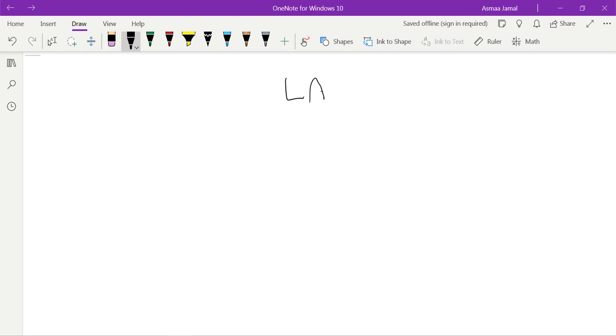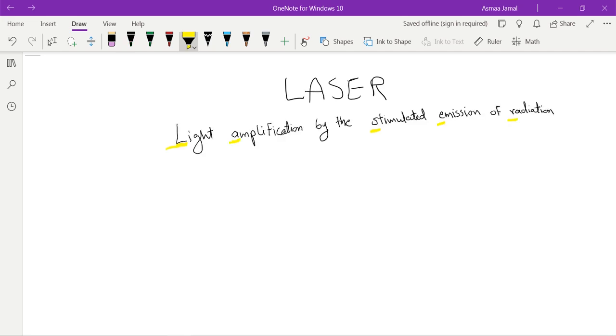What is the laser? Well, laser is an acronym for light amplification by the stimulated emission of radiation. It's an optical device that generates an intense beam of coherent monochromatic light by stimulated emission of radiation.